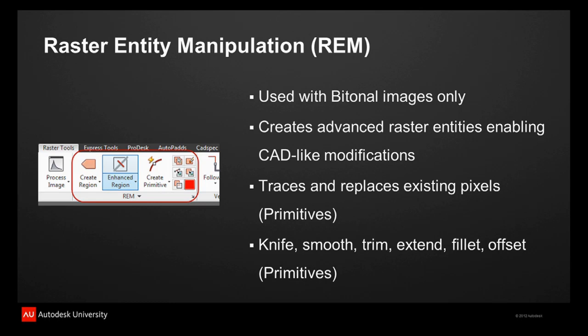But using these REM objects, just as awesome as it is to be able to snap to endpoints or intersections on raster entities, we can also use functions like offset, fillet, knife, etc. directly in the raster. So long before we start creating the vector data, we can already use these basic tools within the raster information by enabling or utilizing the REM objects.